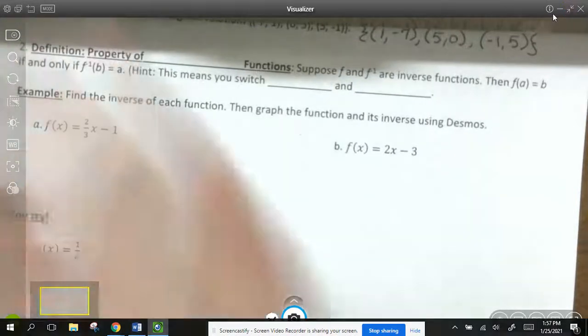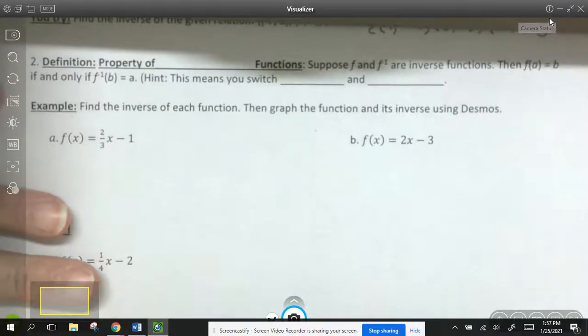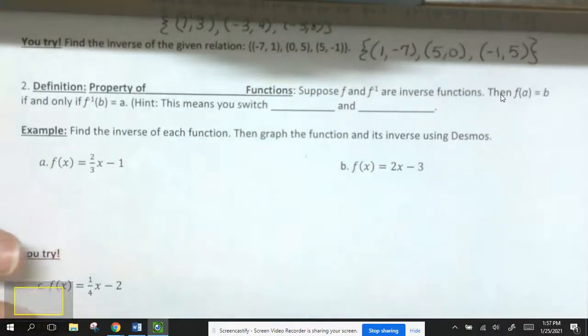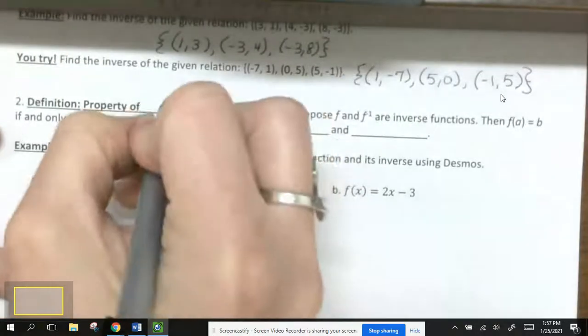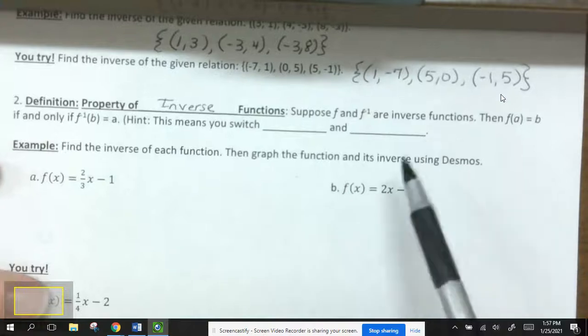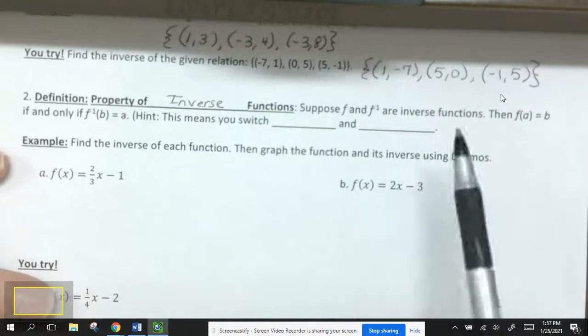All right, guys, in this video, we're actually going to talk about inverse functions and what those look like, okay? So the first thing I'm going to do is give you the property of inverse functions. And the property of inverse functions says this.